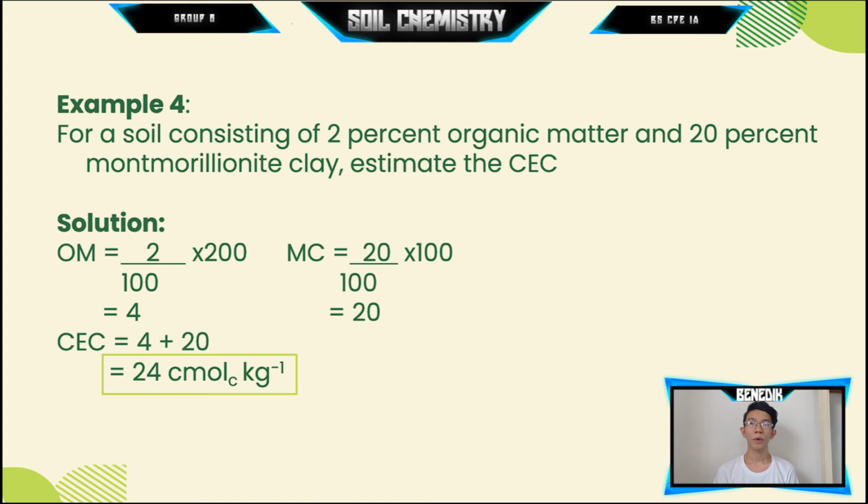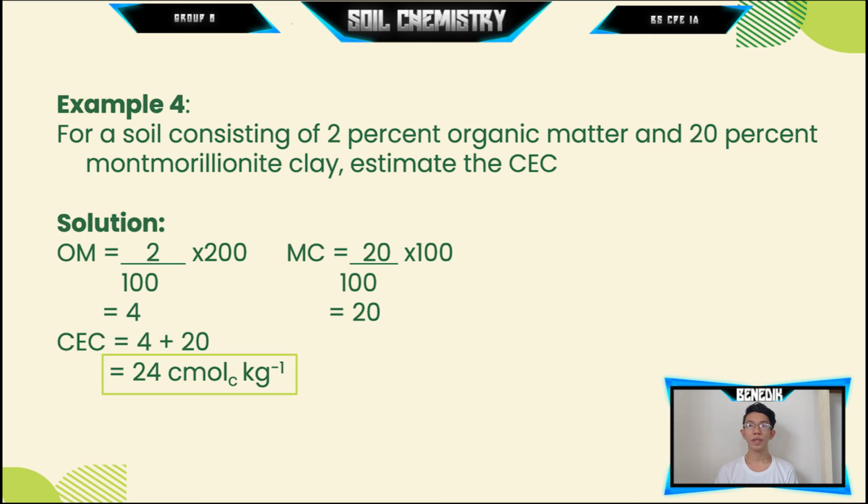For our last example on cation exchange capacity, we have this problem. For a soil consisting of 2% organic matter and 20% Montmorillonite clay, estimate the cation exchange capacity. For this problem, we are given the percentages of two soil components. These are 2% organic matter and 20% Montmorillonite clay. We are required to find the sum total of exchangeable ions that this soil can absorb, or its CEC.